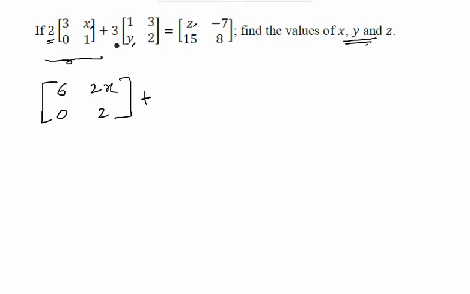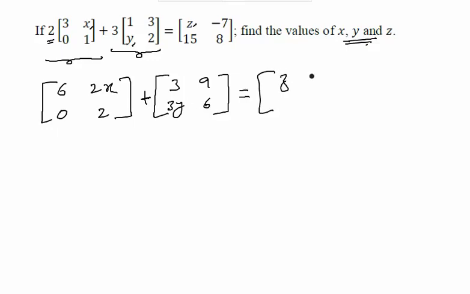So now you again see some scalar is multiplied in a matrix. So again you will get a new matrix in which every element of the original matrix will be multiplied with 3. So you will get 3, 9, 3y and 6. This is your new matrix, and the addition of these two matrices is given to be what? z, minus 7, 15 and 8.